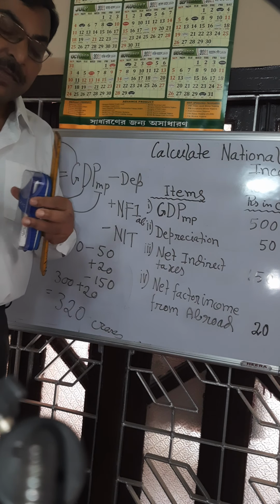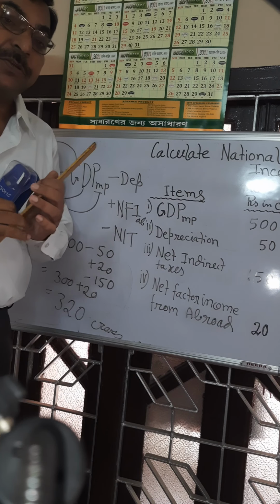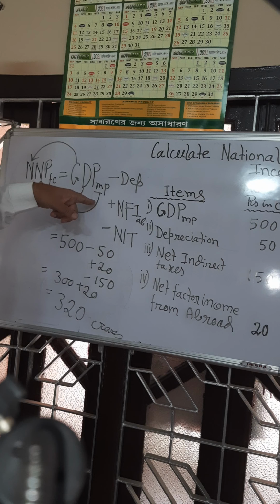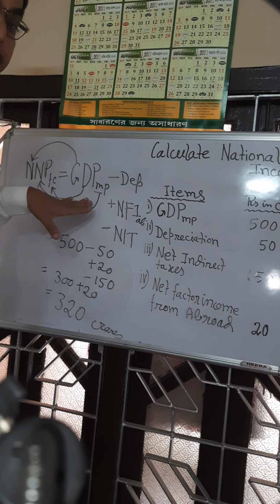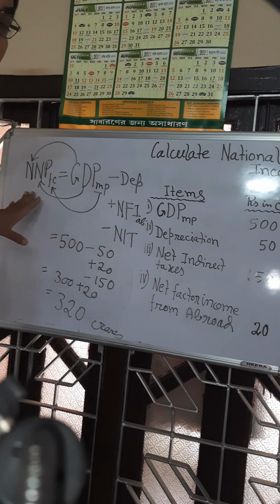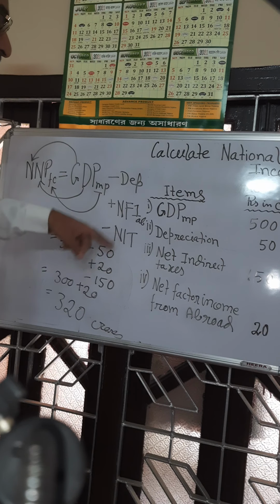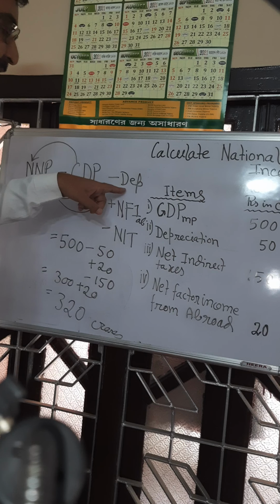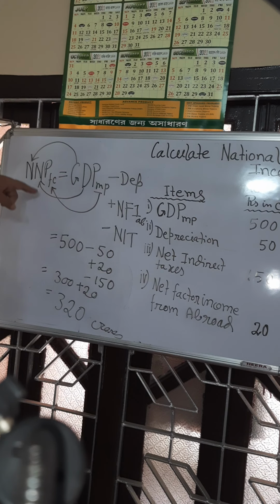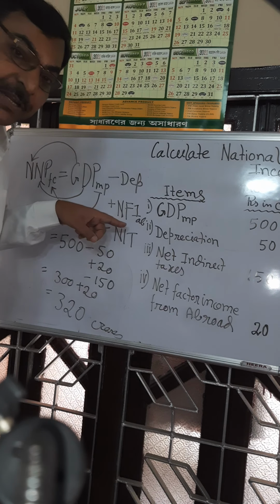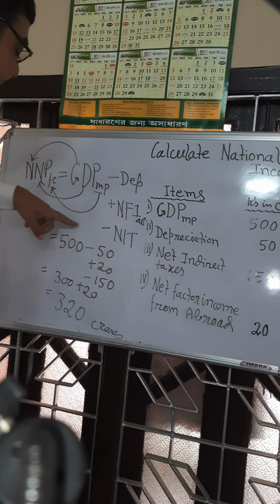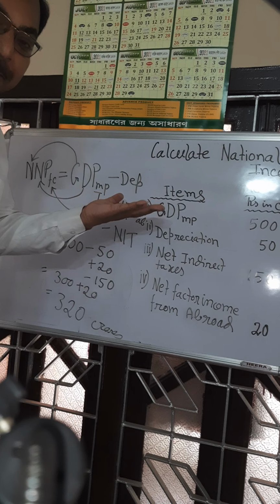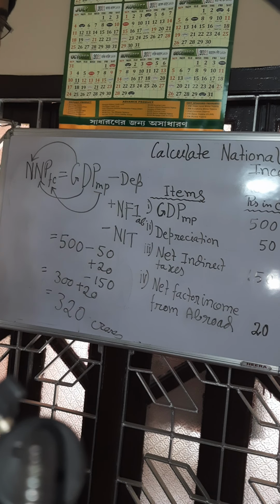In this way, if you know the adjustment procedure, you can easily find out any aggregate if another aggregate is given. Your GDP at market price is given and you are calculating NNP at factor cost by making three adjustments here. You are moving from gross to net, minus depreciation. You are moving from domestic to national, plus net factor income from abroad. You are moving from market price to factor cost, minus net indirect tax. This is the equation you have to make. Then put the values, you will get the answer.